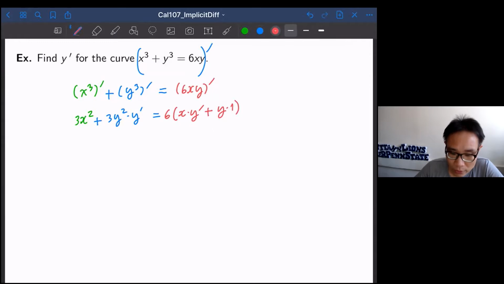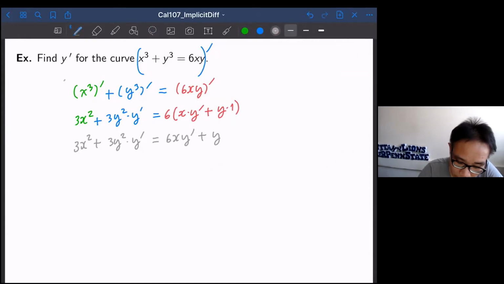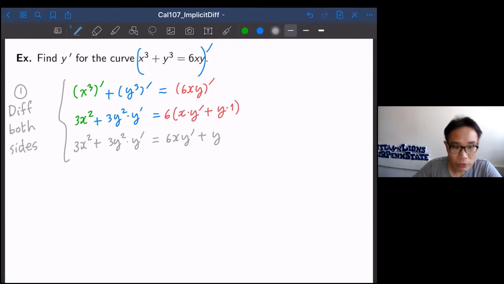So you're gonna differentiate this one, and you're gonna see that you get 4 terms. So you would have 3x squared, 3y squared y prime equal to 6xy prime plus y. Okay, so this one is the first step. The first step that I say is going to be to differentiate both sides. This is what you have so far.